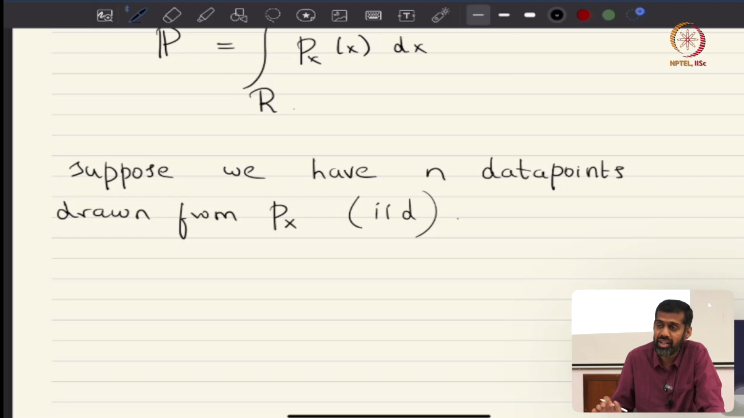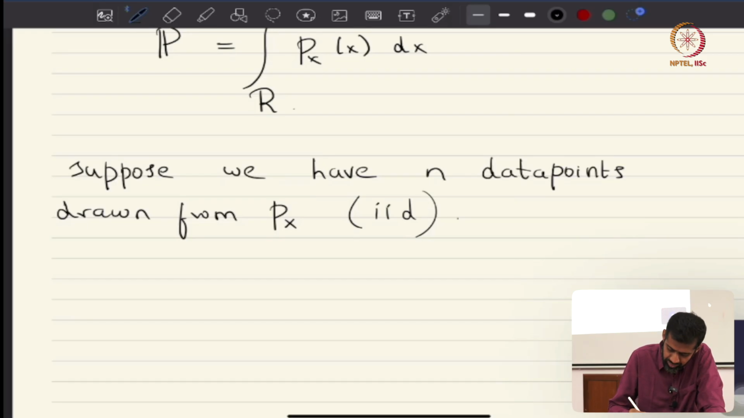Suppose I want to get an ML estimate for this Bernoulli random variable, which is the probability that this point x falls within this region R, from this data. It is the maximum likelihood estimate that I get for this particular Bernoulli random variable.